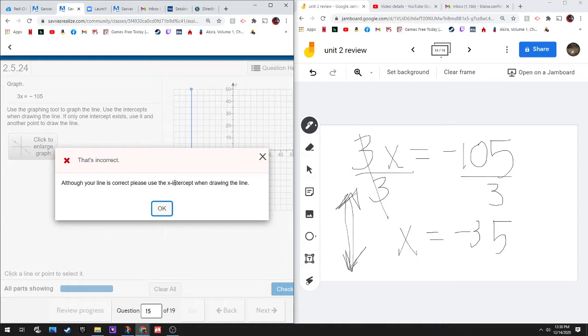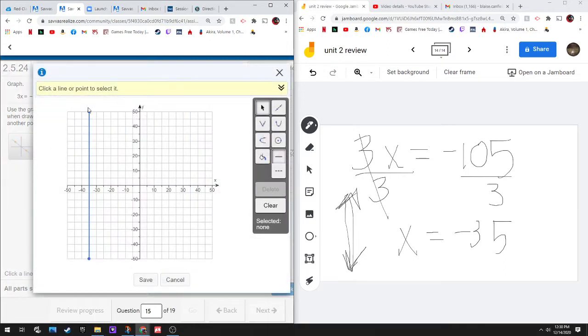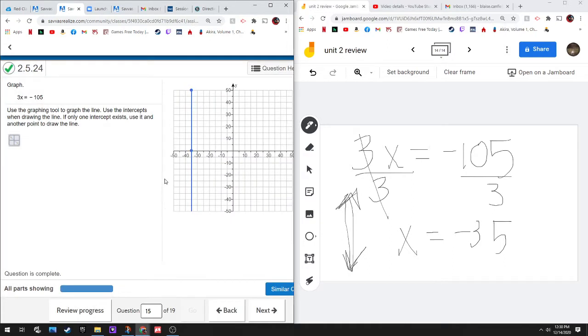That's annoying. Okay. So I need to use the x-intercept as one of my points. I didn't read the question. Use the graphing tool to graph a line. Use the intercepts when drawing a line. If only one intercept exists, use it and another point to draw the line. That's stupid. All right. I mean, sorry, that is objectionable to me, but that's fine.